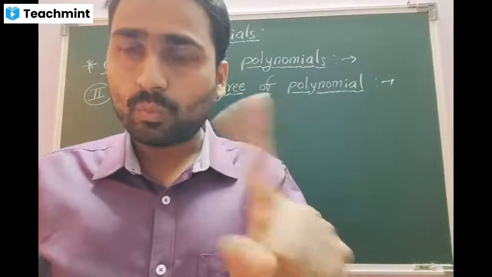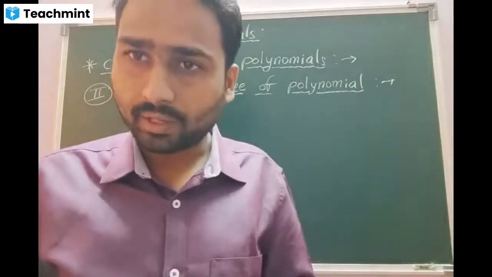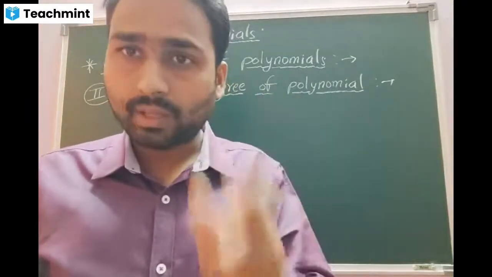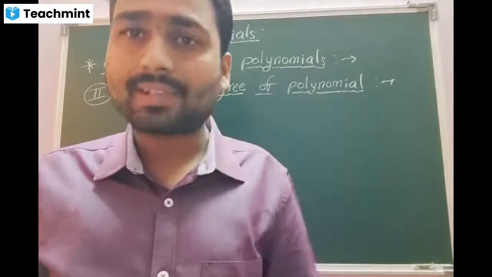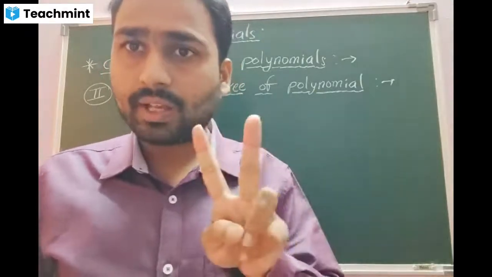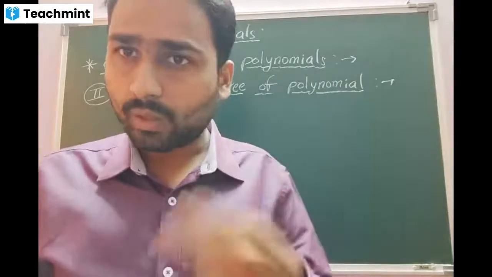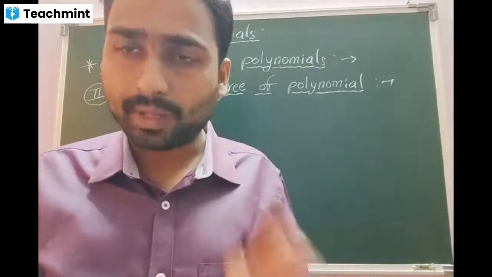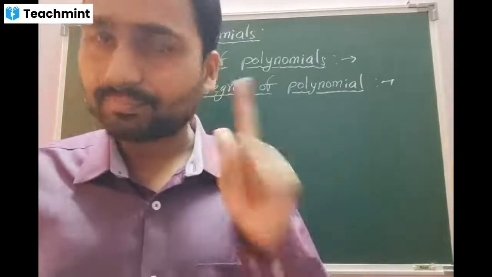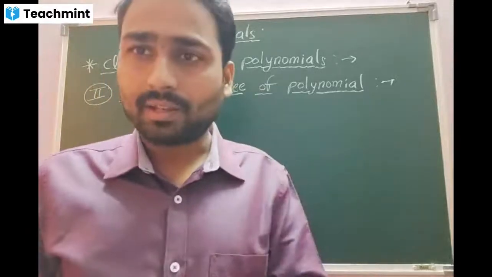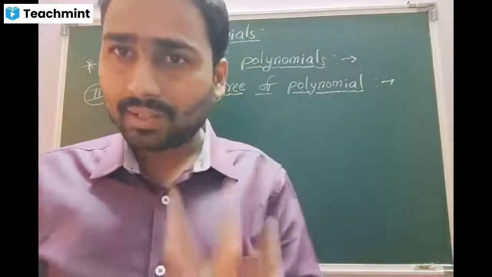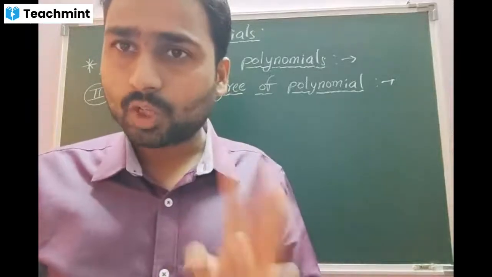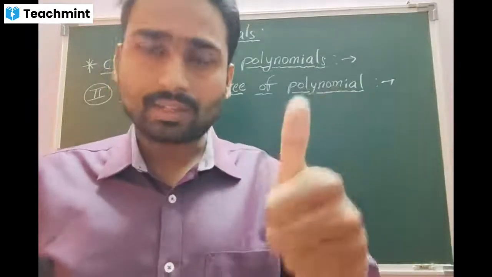Now, there are three types, again, beta, for your syllabus. The first one, we call it a linear polynomial. If the degree of the polynomial is 1, then we call it a linear polynomial. If the degree of the polynomial is 2, we call it a quadratic polynomial. What do we call it, beta? Quadratic. Quadratic means quadratic polynomial. If the degree is 3, we call it a cubic polynomial. Cubic. Is it clear?